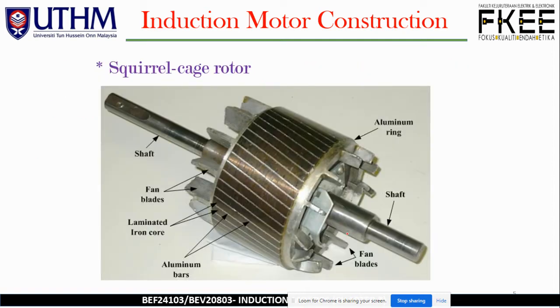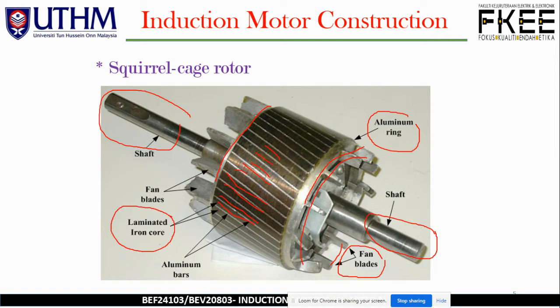So here we go. This is how the squirrel cage rotor looks like. So basically we have the shaft again over here. All right. So on the other side of the rotor, we have another shaft, and then we have the fan blades over here. Okay. So attached to the aluminum ring. All right. And then in between these two aluminum rings, for example, this side and this side, we have the aluminum bar, the one with this silver color. All right. So all these are aluminum bars, and in between these aluminum bars, the dark brownish color over here, this one, this one, they are all actually laminated iron core.